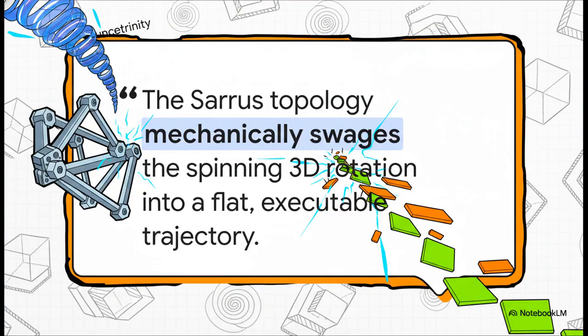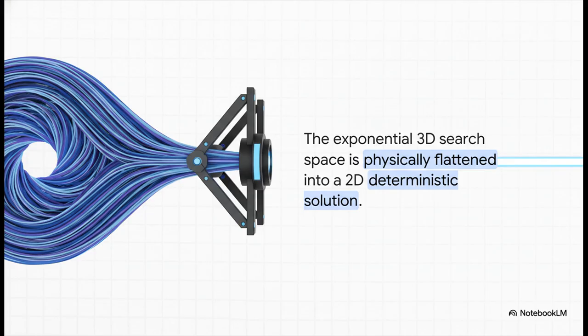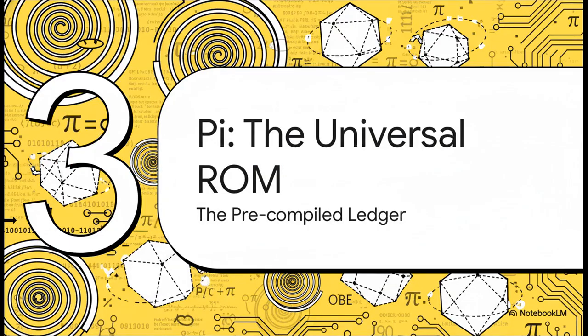I just love the language here. It mechanically swages the rotation. It's not a gentle process. It's a physical forcing. The Sarrus linkage is like a set of geometric guardrails that just get tighter and tighter, systematically kicking out all the wrong possibilities, taking that wild spinning 3D spiral of what if, and it physically flattens it into a 2D, straight-line, deterministic solution. The impossible search space gets folded down into a single, obvious path. This is how the universe solves problems. It doesn't search, it folds. Okay, that's wild. But if all these answers are just waiting to be unfolded, where are they?